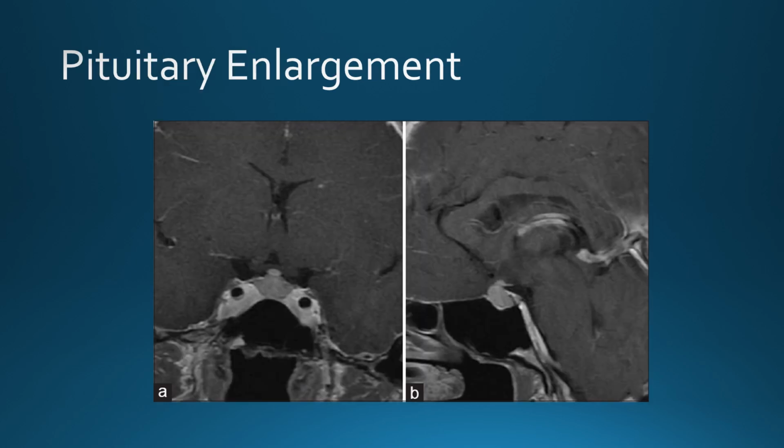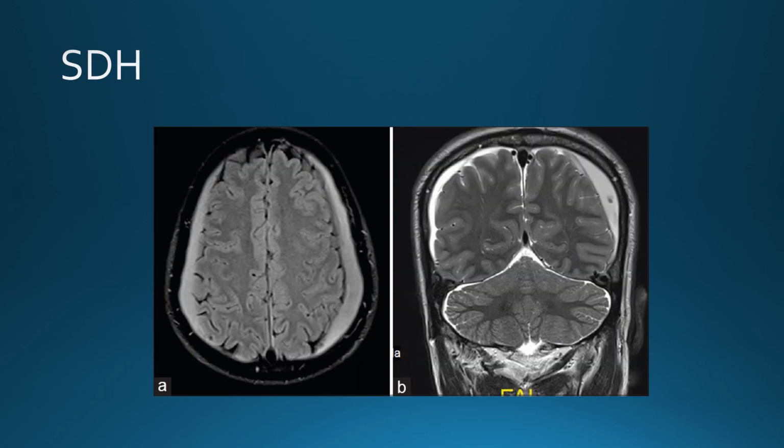The other finding is pituitary enlargement. Normally, pituitary is concave on top, but in cases of intracranial hypotension, pituitary becomes thick and it becomes convex in shape. The subdural hematomas, depending on the amount of CSF leak and the duration of CSF leak, can be chronic, subacute, or even acute.